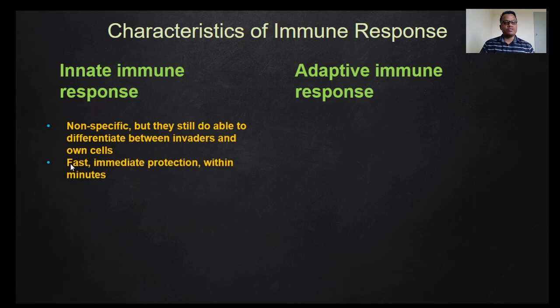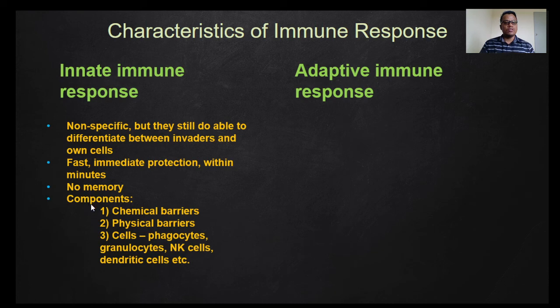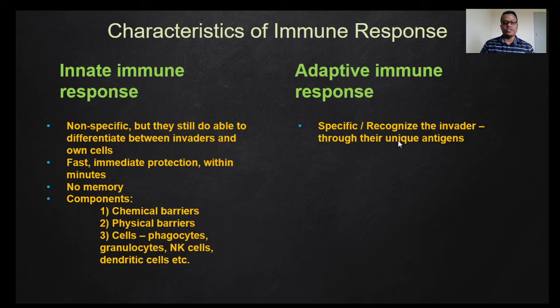The innate immune response also acts very fast, giving immediate protection within minutes. It has no memory. It consists of chemical and physical barriers, and the immune cells: phagocytes, granulocytes, natural killer cells, dendritic cells, and so on. The adaptive immune response, on the other hand, is specific.